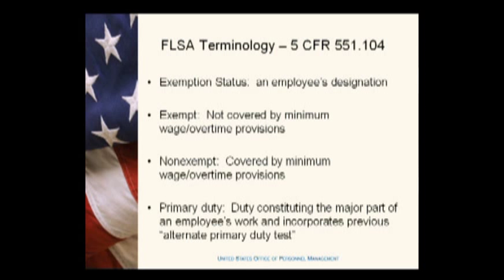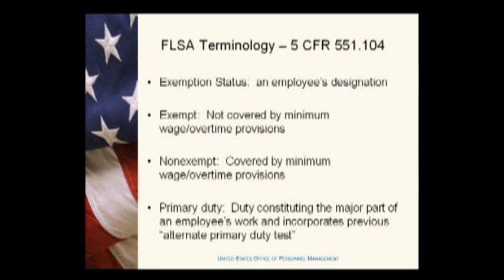When you read the definitions here, I think you will find them to be what I kindly describe as counterintuitive. So when you read someone is exempt, that means they're not covered by the minimum wage and overtime provisions of the Act. Or non-exempt, meaning they're covered, it seems to reverse what one would think is the natural use of the English language. So be it. It's been that way since 1938, and I don't think we're changing it anytime soon. But the other thing that I want to point out is exemption status is an employee's designation.